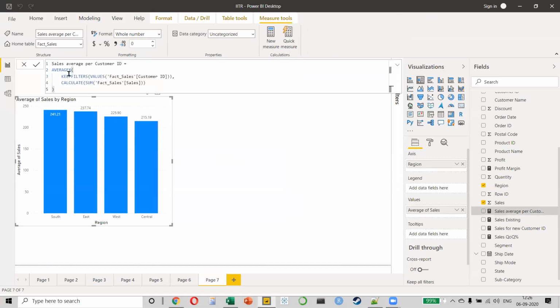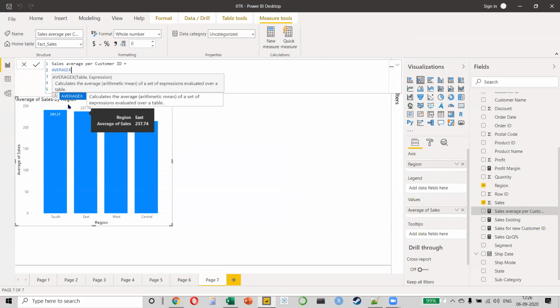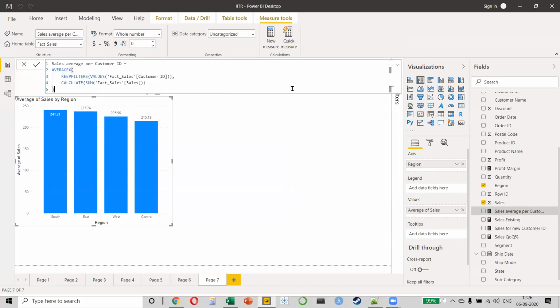It says AVERAGEX. Remember, this is not an average, not an average if. In Excel, you have average and you have average if. But here you have something called AVERAGEX. What AVERAGEX basically does is, it calculates the average, which is the same average as Excel, of a set of expressions evaluated over a table. That means, what is the first argument? The table. What is the second argument? The expression.